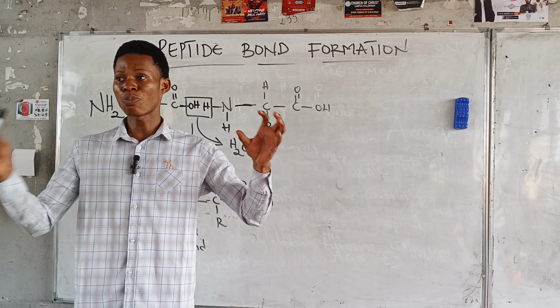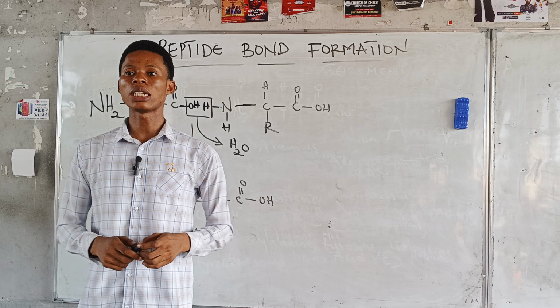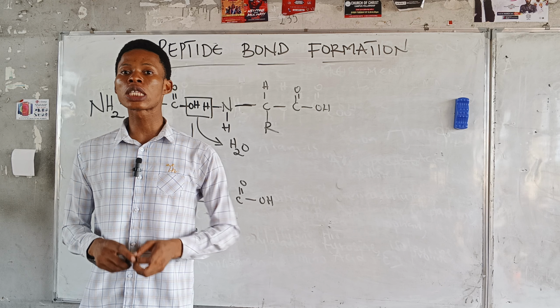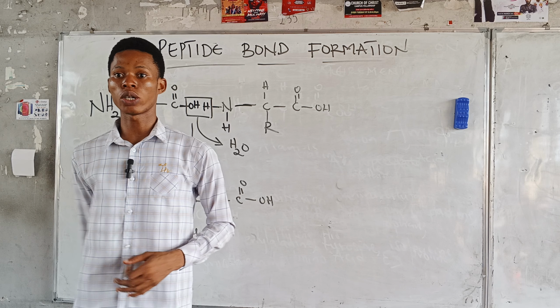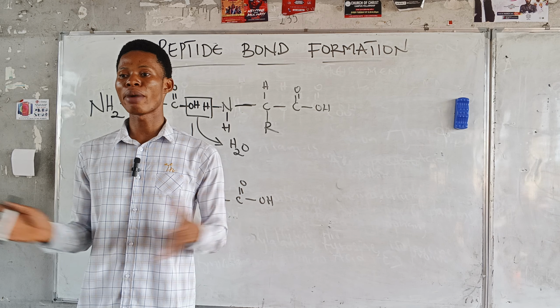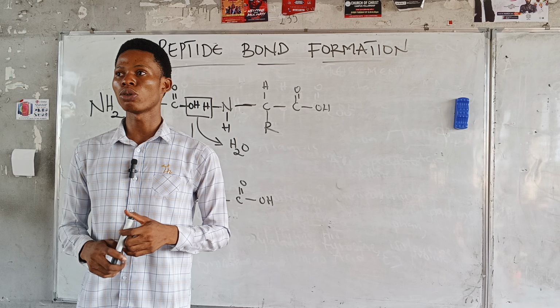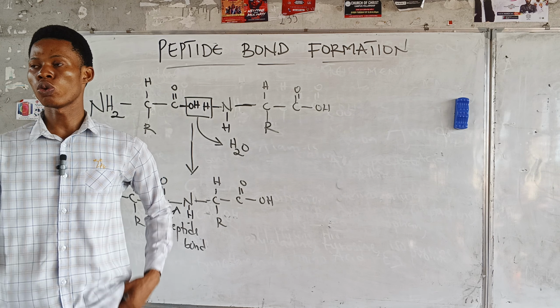Alright, so that's the principle. Two amino acids, dipeptide. Now basically you have about 50 amino acids joined together to give you a protein molecule. Yes, you have about 50 amino acids linked together by peptide bonds for you to have your protein molecule. Alright, so we are going to the next thing now.